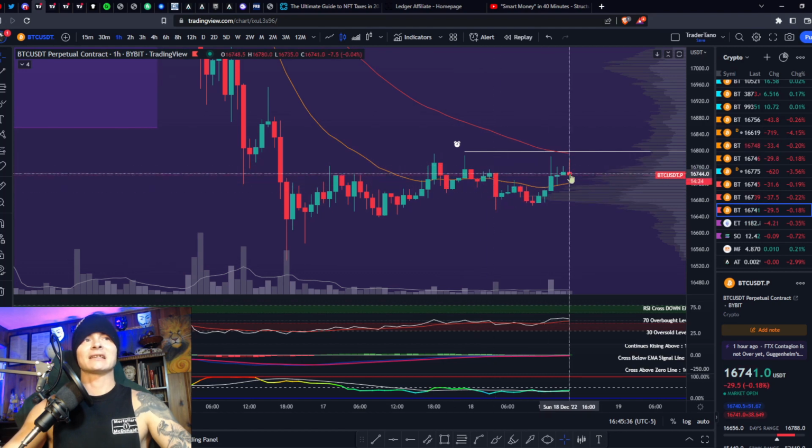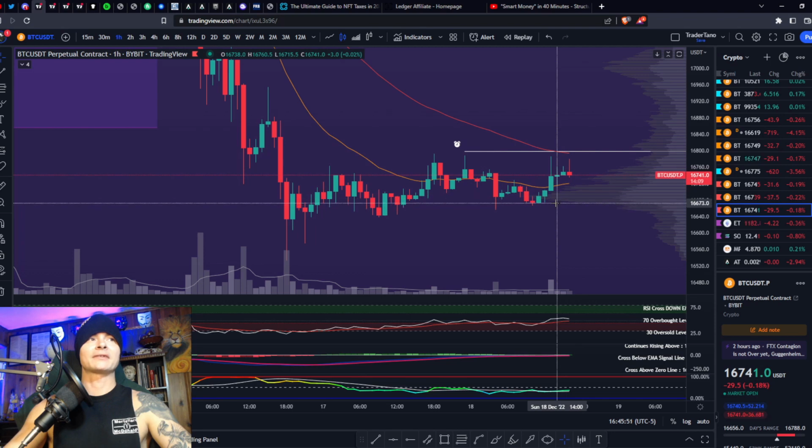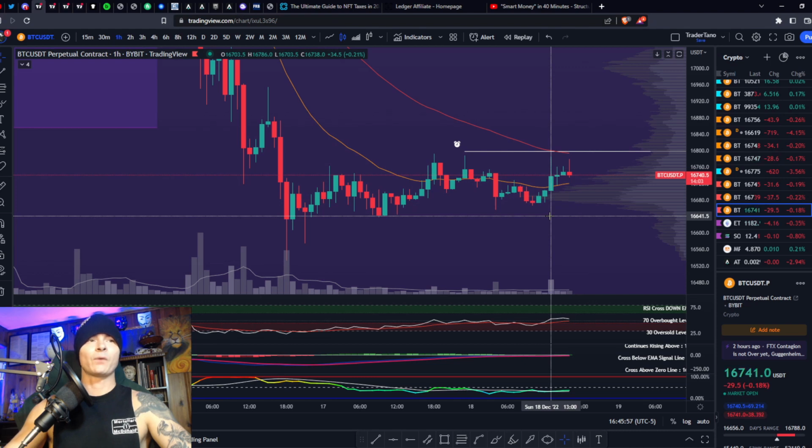Now, is this the last one? If we do cross the 21 at 16,720 and then come down to the POC at basically 16,685, I would expect this thing to roll over and break these last lows and break the bottom of the range after probably a small bounce around 16,640.